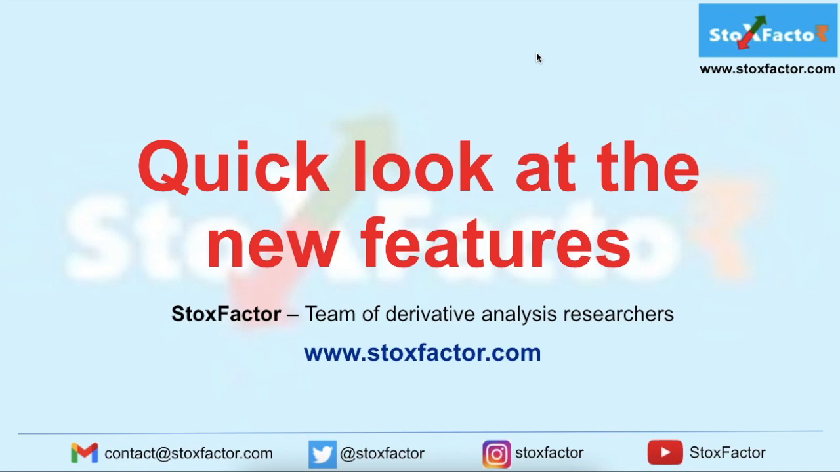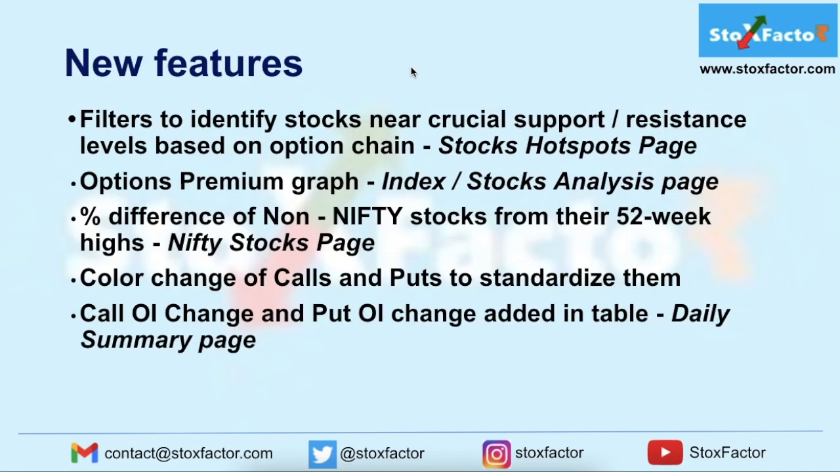So friends, keeping that in mind, we have recently added a few features and in this video we are going to discuss them. So let's first quickly look at those features which we have recently added. The first feature is filters to identify stocks near crucial support resistance levels based on option chain. And these filters have been added in the stocks hotspots page.